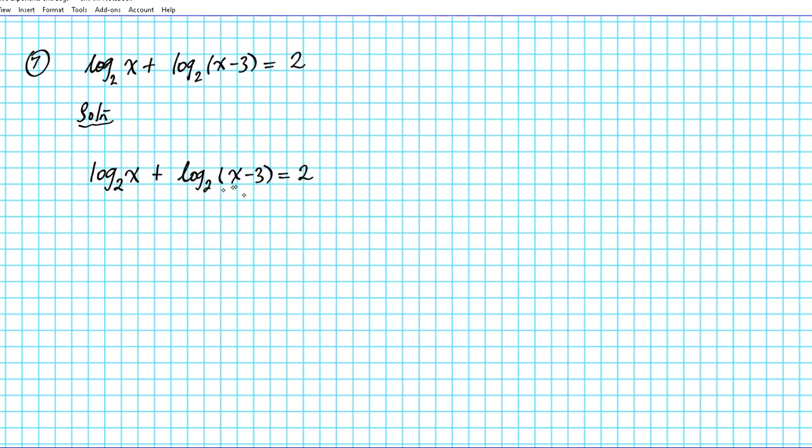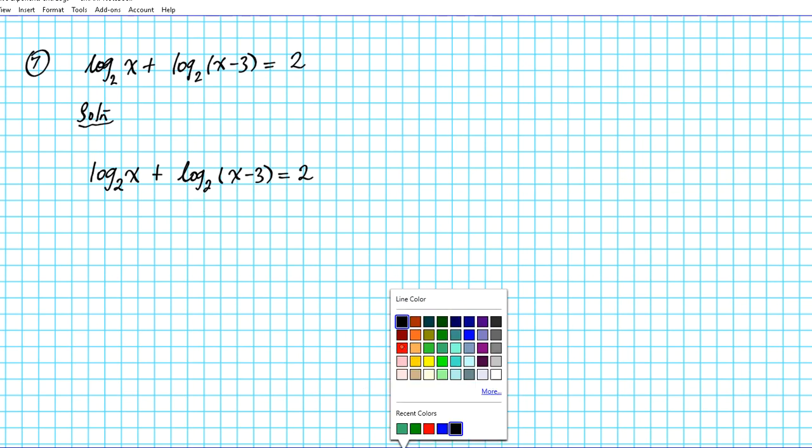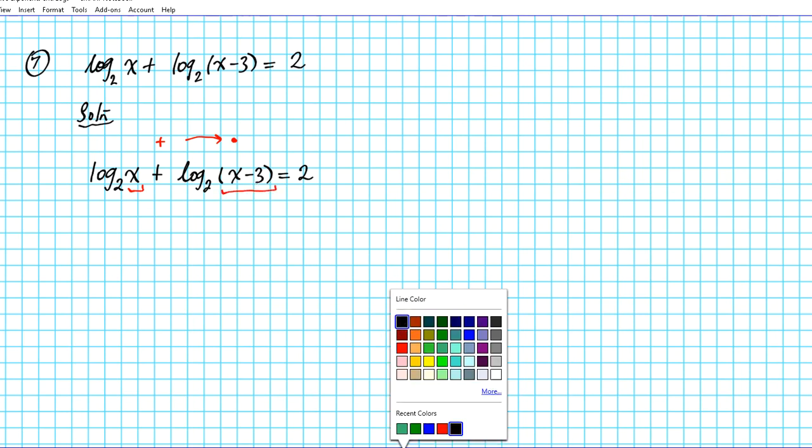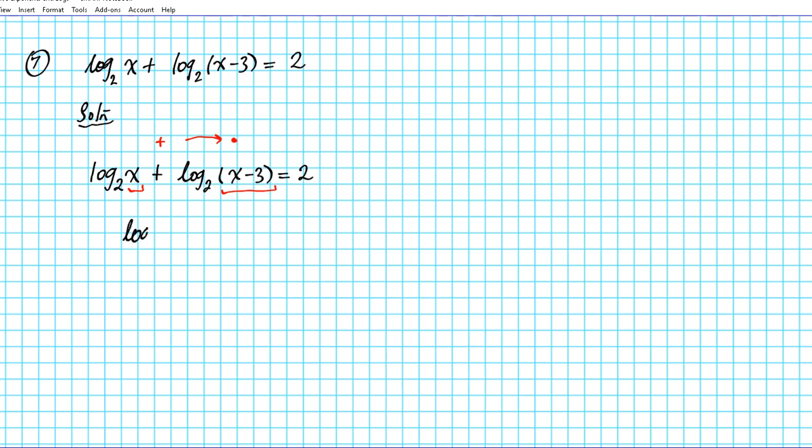To consolidate the log expression on the left side, we have to use the product property of logarithms. You just have to remember that the sum of logarithms of the same base is equivalent to the log of the product of the logarithmic arguments. The arguments are x and x minus 3. Using the product property, this can be rewritten as log base 2 of x times x minus 3. The right side stays as 2.